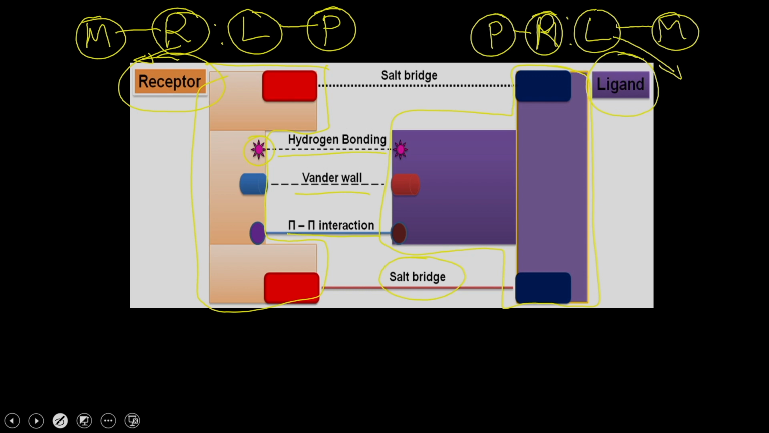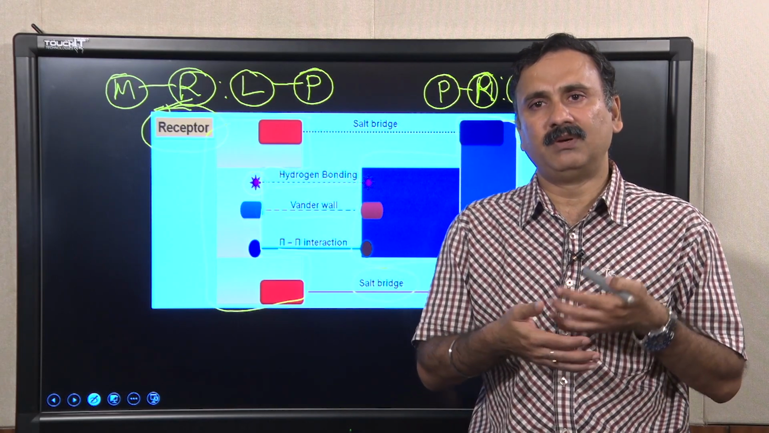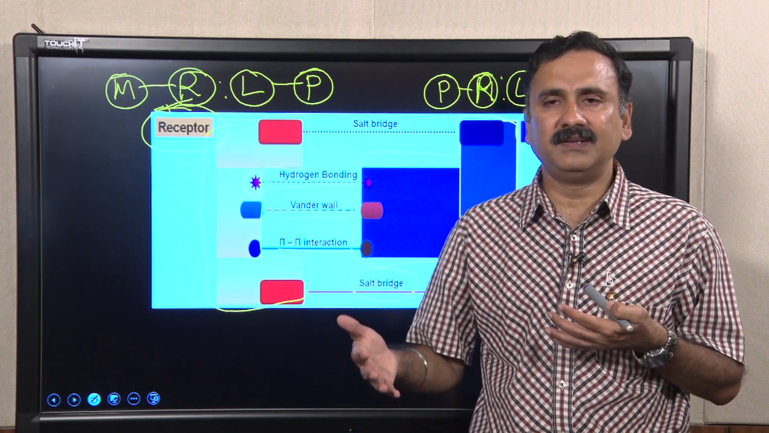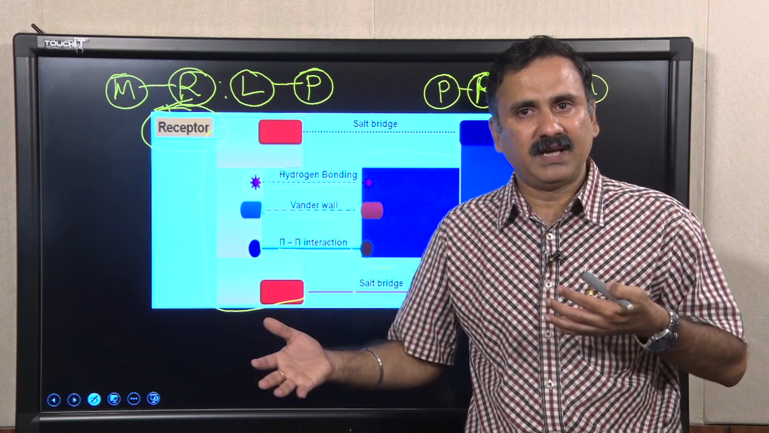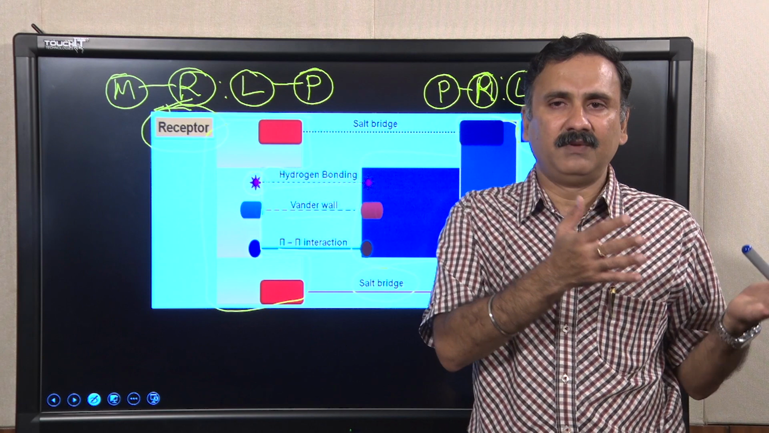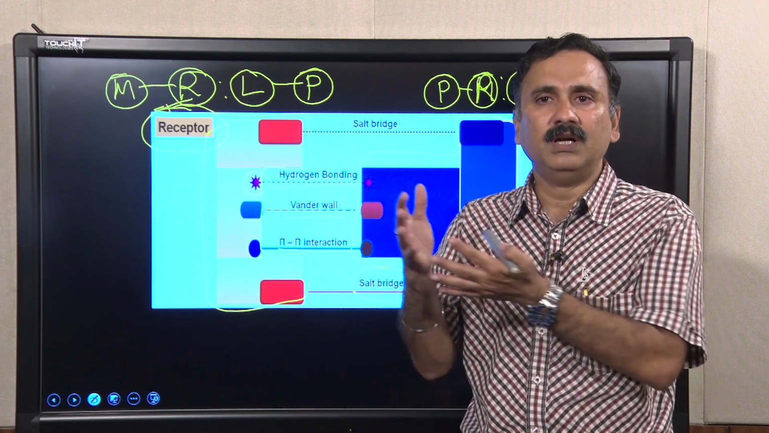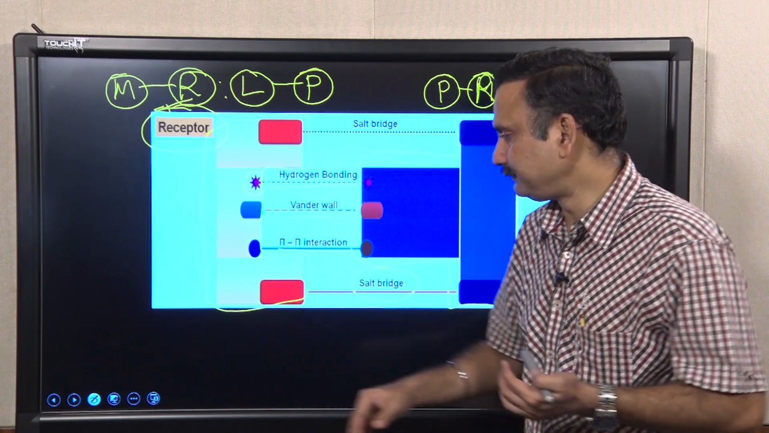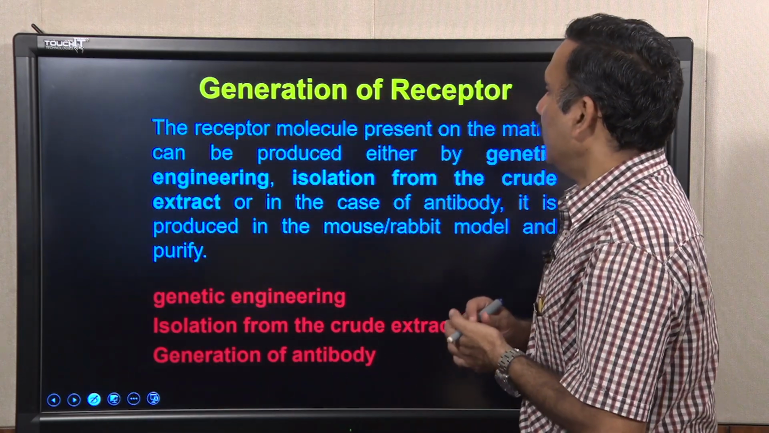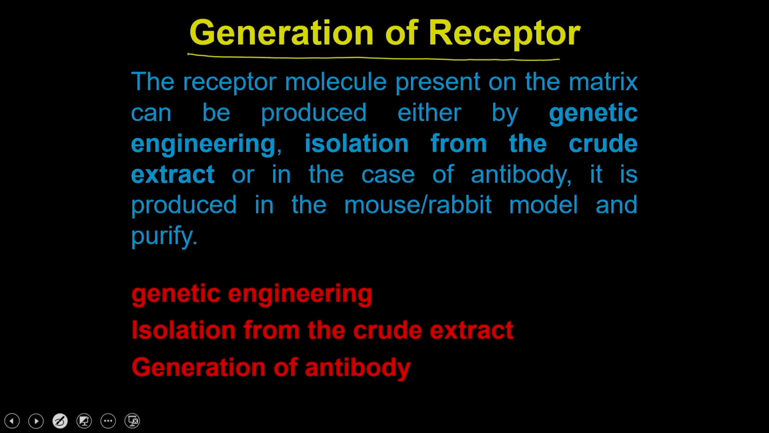Now, let us discuss how you can generate the receptor or the ligand, and how you can couple them to the matrix, so that you can utilize them in the different types of chromatography techniques, for example, bioaffinity chromatography or pseudo affinity chromatography. So, regarding the generation of the receptor, although we are saying the receptor, it is more or less the same thing as the ligand.